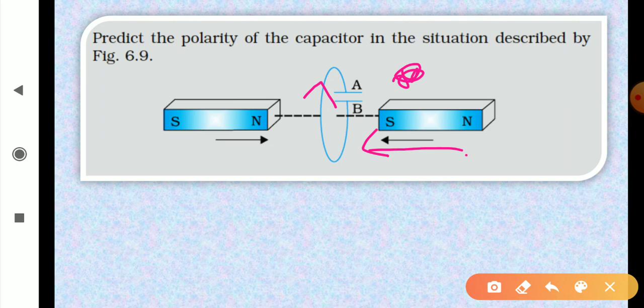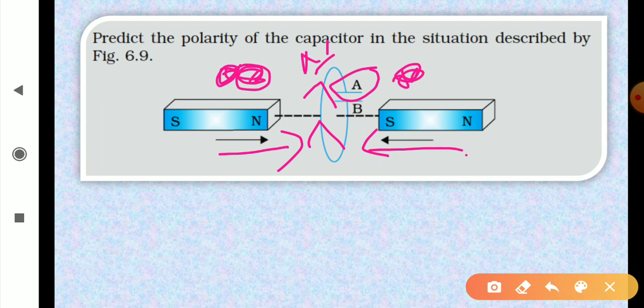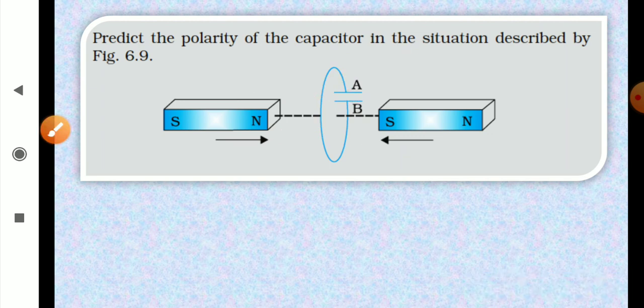And if you observe from the left hand side, from here, the north pole is approaching this loop, then according to Lenz law, this side must look like a north pole. North pole means when you observe from this side, it should look anti-clockwise. Then also the current will be like this only. So in both the cases, the direction of the induced current is going to be the same, and that will make the plate A positive, because the current will move this way and will deposit positive charge on plate A.